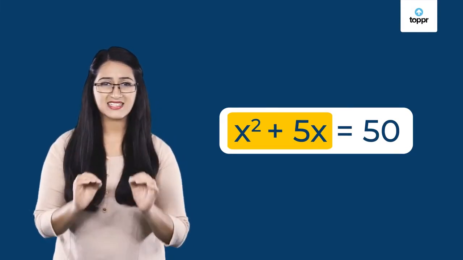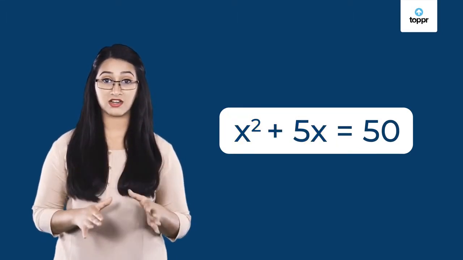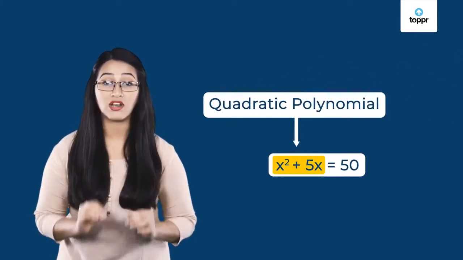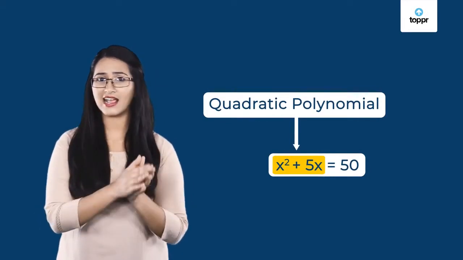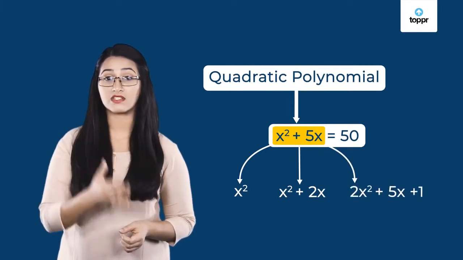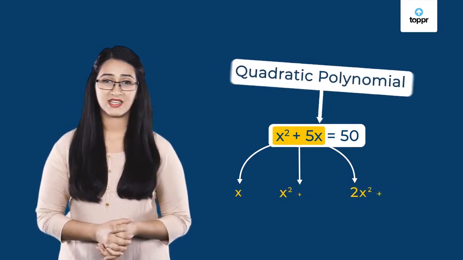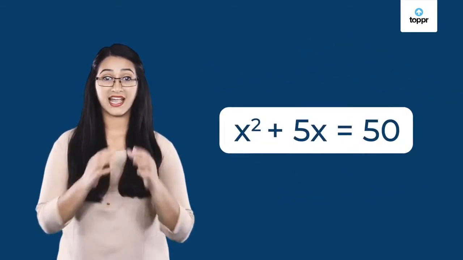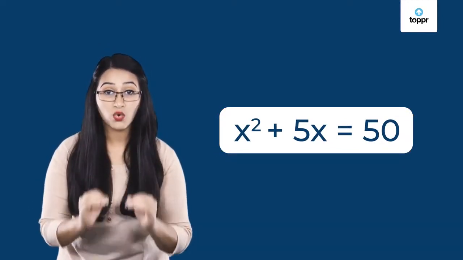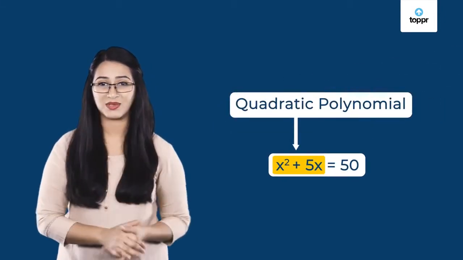Notice that the highest degree of this expression is 2. You might remember from earlier lessons that expressions of this kind are called quadratic polynomials. So expressions like x squared plus 2x, 2x squared plus 5x plus 1 are examples of quadratic polynomials. So what we got from the puzzle, x squared plus 5x is equal to 50, is an equation whose left-hand side is a quadratic polynomial.